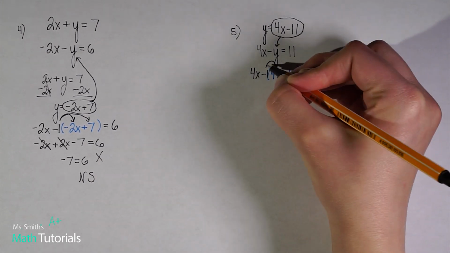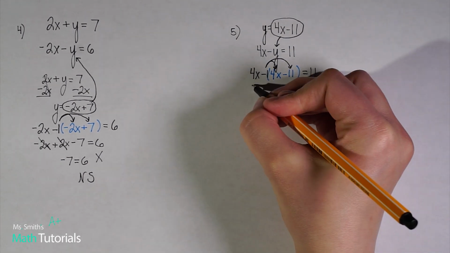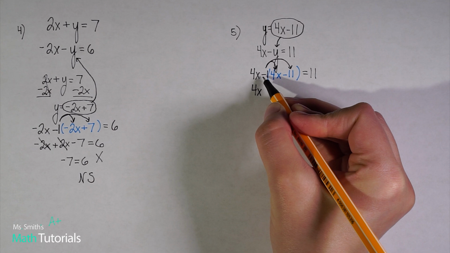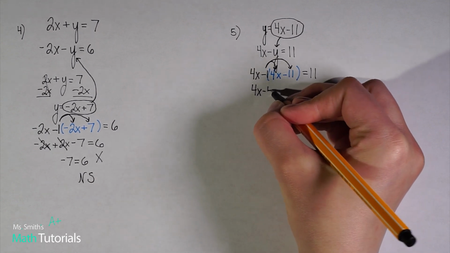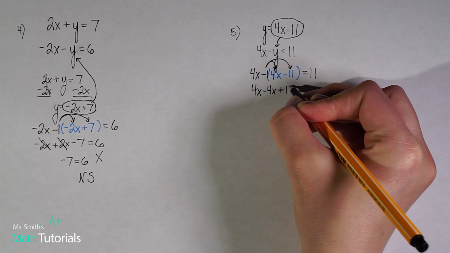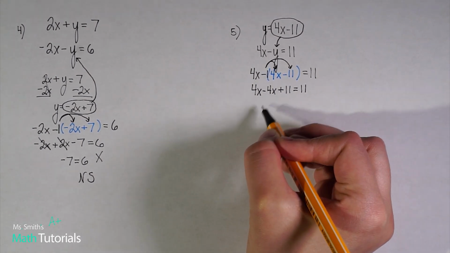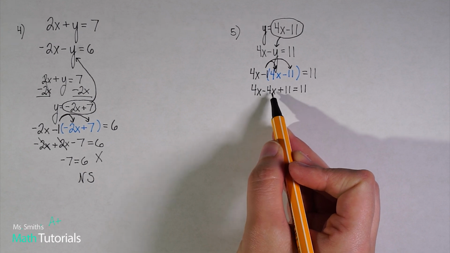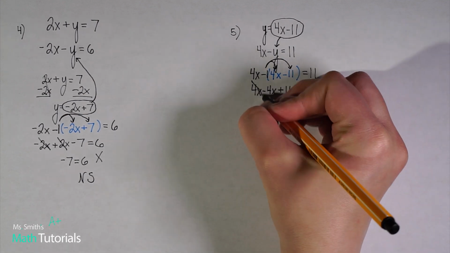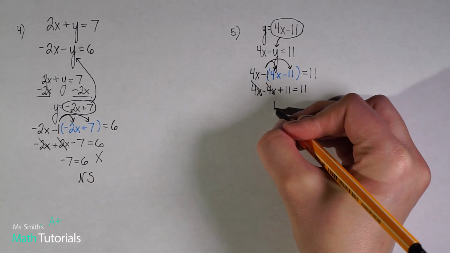Always in solving is get rid of any parentheses. So 4x, -1 times 4x is -4x. -1 times -11 is positive 11 equals 11. I want to combine any like terms, so I've got 4x minus 4x. Again, those cancel to 0. Let's bring down what I have left.